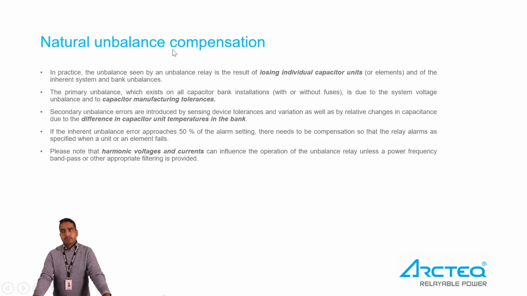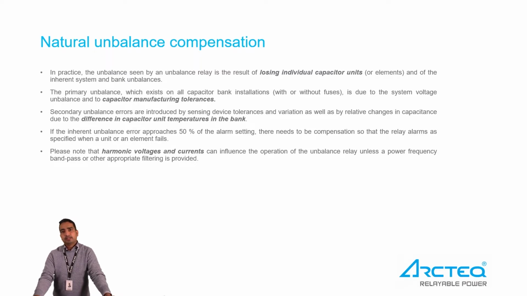Natural unbalance compensation. We know that one unbalance happens due to a fault, when a fuse blows out, one capacitor goes out from the bank, and then the stress on that string increases. The more components go out, the more the stress increases. But there are also other reasons for unbalance. The primary one is the capacitor manufacturing tolerance. All capacitors are not ideal. They can be different, even of the same rating and same manufacturer. So that also produces an unbalance.